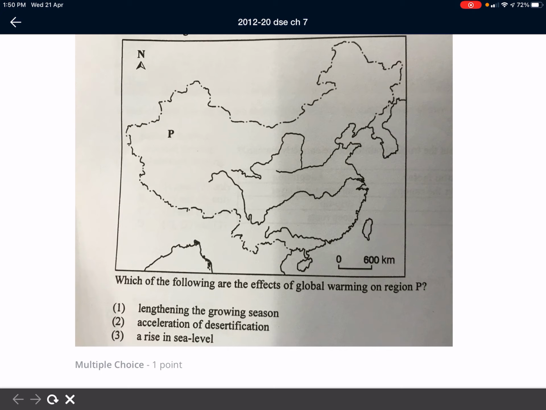Number 3, a rise in sea level. Can you see sea next to it? I don't think so. So the answer should be 1 and 2 only.